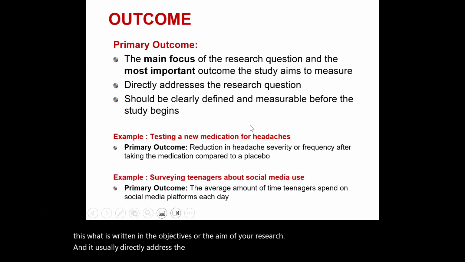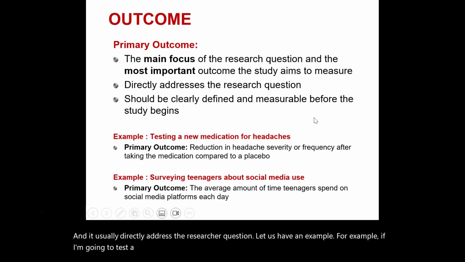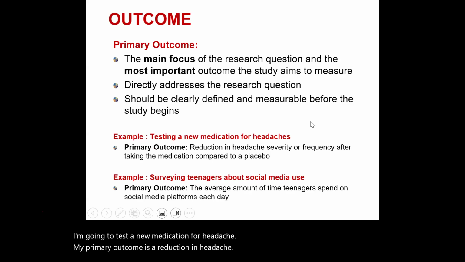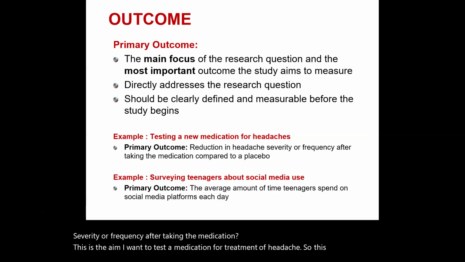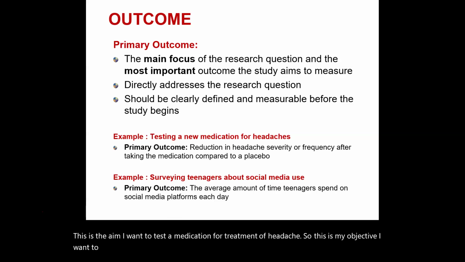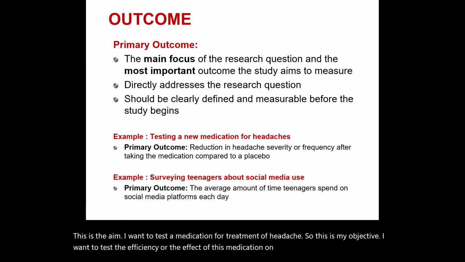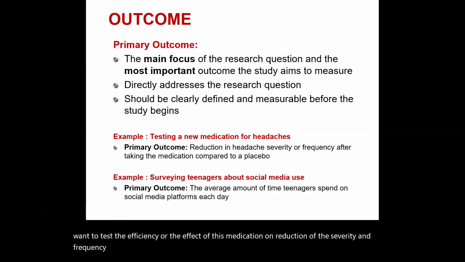Let us have an example. For example, if I'm going to test a new medication for headache, my primary outcome is a reduction in headache severity or frequency after taking the medication. This is the aim. I want to test a medication for treatment of headache. So this is my objective. I want to test the efficiency or the effect of this medication on the reduction of the severity and frequency of headache. This is my primary outcome.